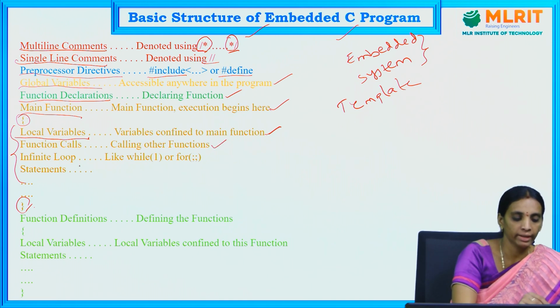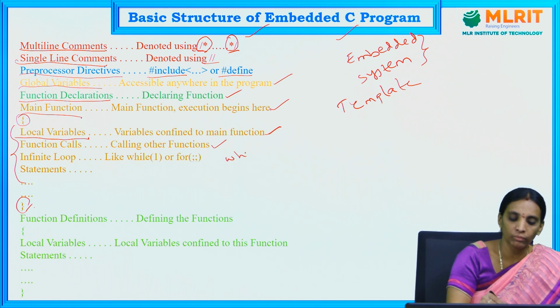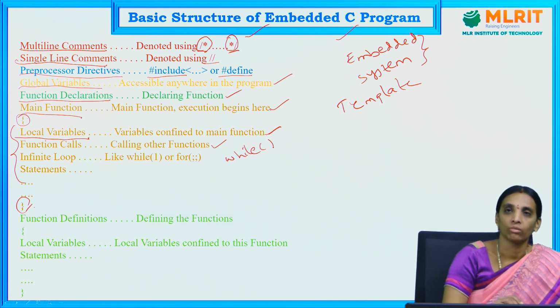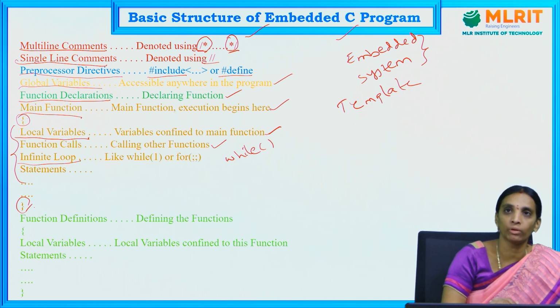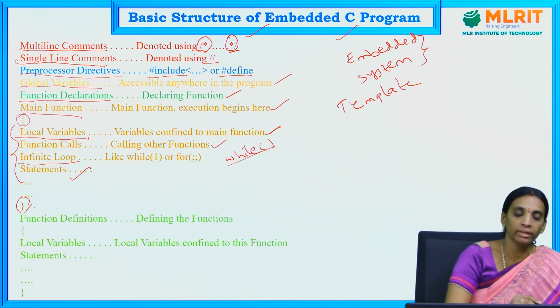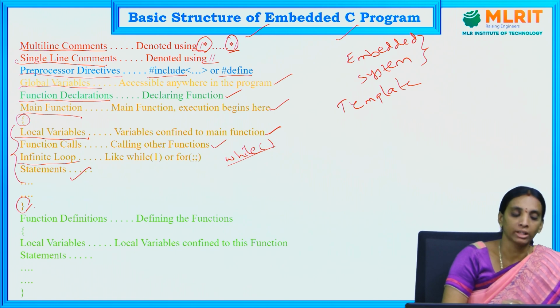And next, infinite loop. Infinite loop means while. So while loop should be used for defining the infinite loop. That means whatever program we want to repeat continuously should be defined as an infinite loop and it should be written as while. Then the statements which are required for that application.